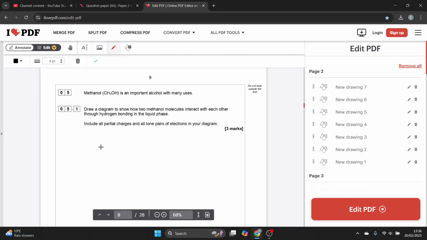Draw a diagram to show how two methanol molecules interact with each other through hydrogen bonding in the liquid phase. So CH3OH, oxygen partially negative, hydrogen partially positive. Now we've got another. It does say include all lone pair electrons. So then lone pair electrons here, lone pair electrons here. No, then I need, wait.